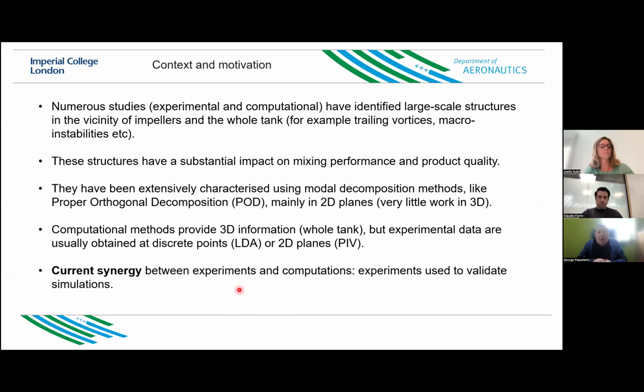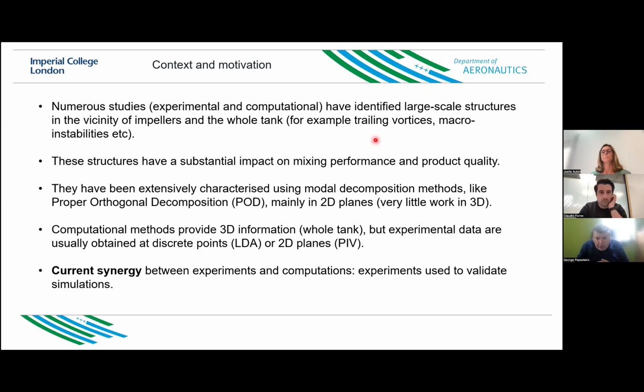So let me give you some context and the motivation behind this work. So the idea is the following, that within stirred vessels, we have numerous studies, both experimental and computational, that show that within very complex three-dimensional rotating, turbulent flow fields inside stirred vessels, we have large-scale structures that are forming in the vicinity of the impellers and the whole tank that can take different forms. They can be trailing vortices, they can be macro instabilities, etc. So these are very large structures. These are large three-dimensional structures that are rotating inside the stirred vessel. And these are crucial for determining the mixing performance and the product quality.